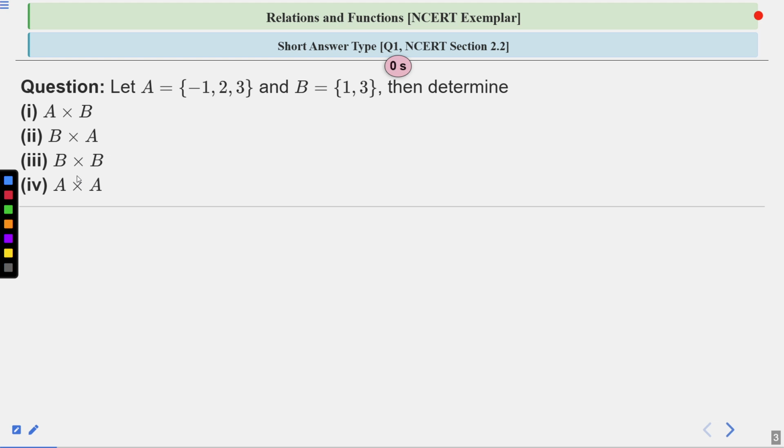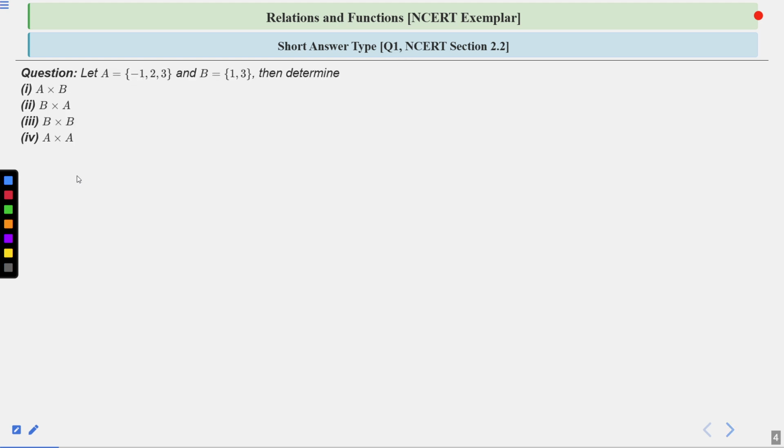The time is up. Now, in this question, we are given two sets A and B, and we have to find the following Cartesian products: A cross B, B cross A, B cross B, and A cross A. Solution. A is the set with 3 elements -1, 2, 3. B is the set with 2 elements 1 and 3.